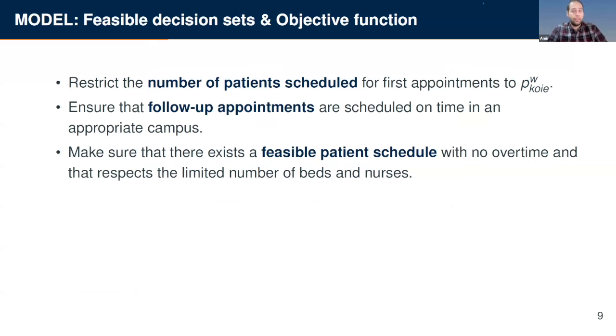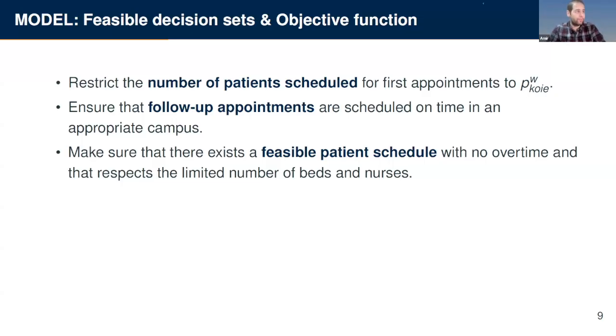So, like any optimization problem, we have to make sure that the decisions we make are feasible, right? They have to be practical. So the first thing is we are going to restrict the number of patients scheduled for the first appointment to the number of patients we have on the wait list. Effectively, we cannot schedule more patients than we have on the wait list.